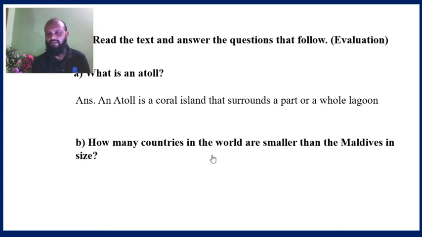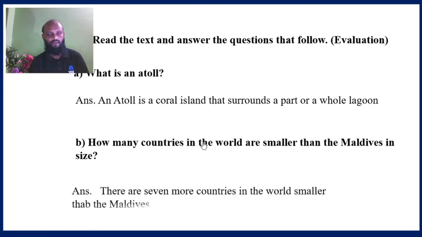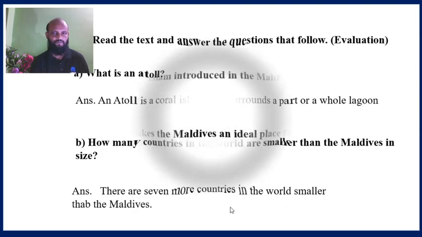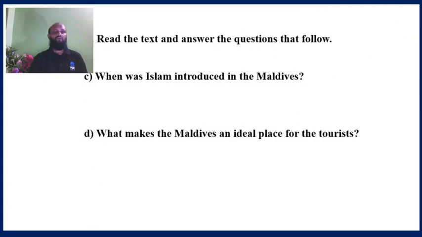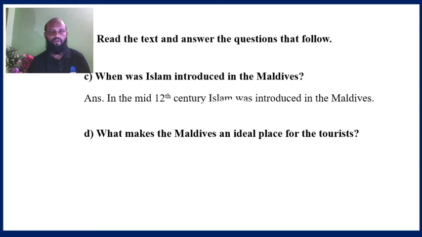How many countries in the world are smaller than the Maldives in size? Okay, there are 8. Maldives is the 8th smallest country in the world. So you see, there are 7 more countries in the world smaller than the Maldives. When was Islam introduced in the Maldives? We have information about this in the text. In the mid 12th century, Islam was introduced in the Maldives.